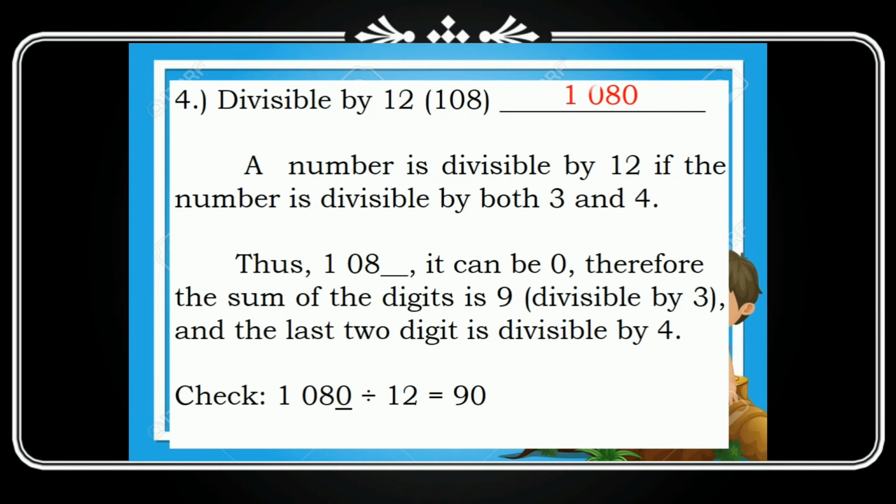And for number 4, divisible by 12, the given number is 108. A number is divisible by 12 if the number is divisible by both 3 and 4. Thus, the missing number can be 0. Therefore, the sum of the digits is 9, divisible by 3, and the last two digits are divisible by 4. 1,080 divided by 12 is equal to 90. The correct answer for number 4 is 1,080.